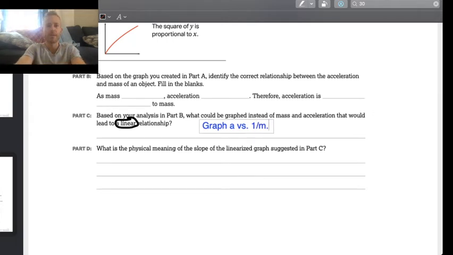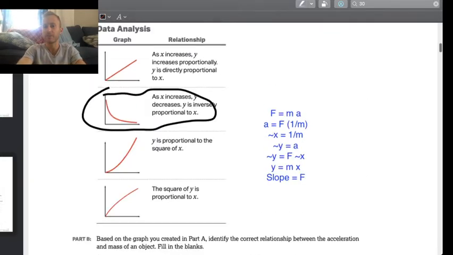Okay? And then it says, what is the physical meaning of the slope of the linearized graph suggested in part C? The slope is the force. Okay? And the reason for that is here.